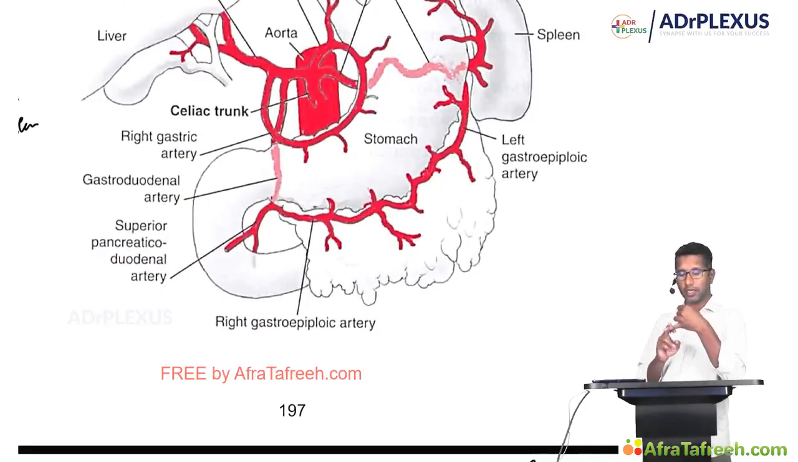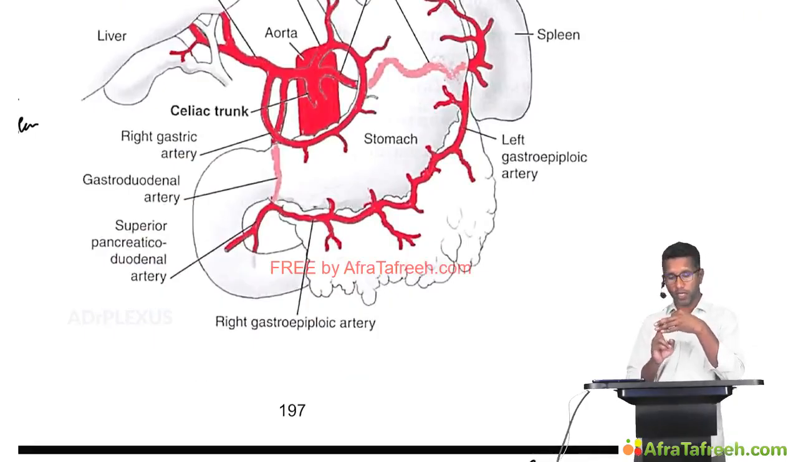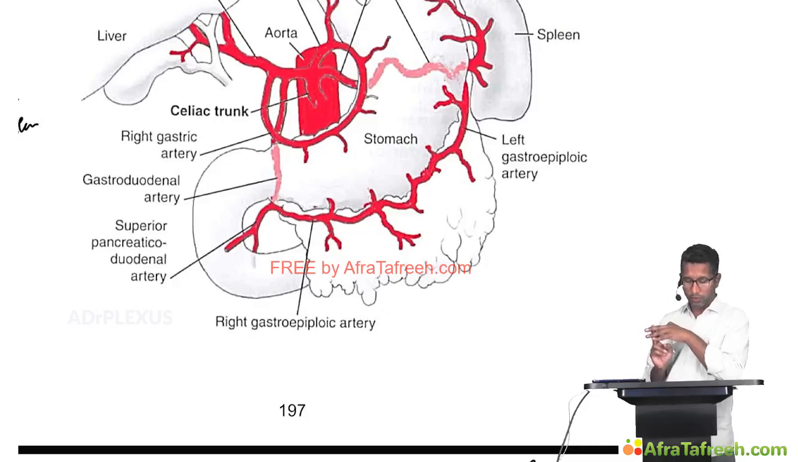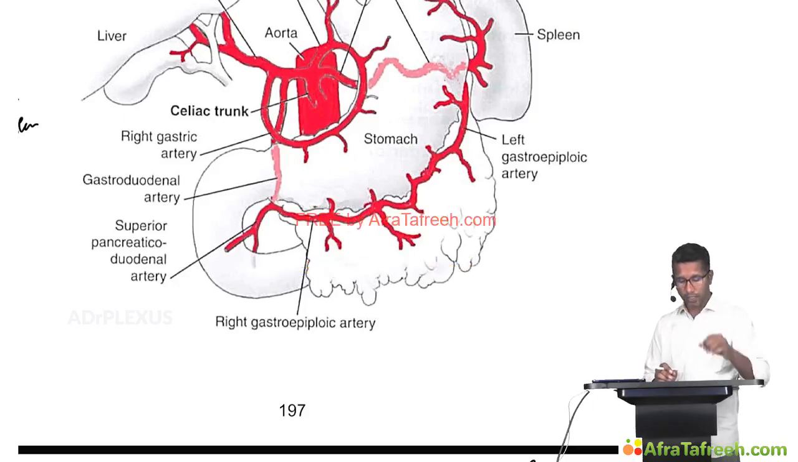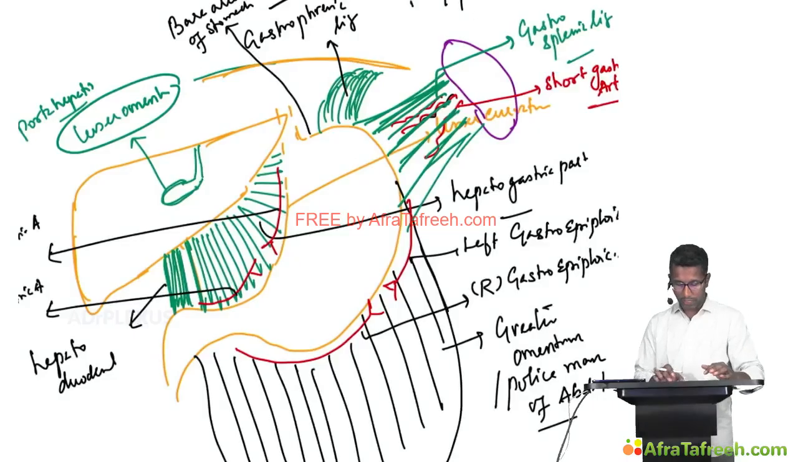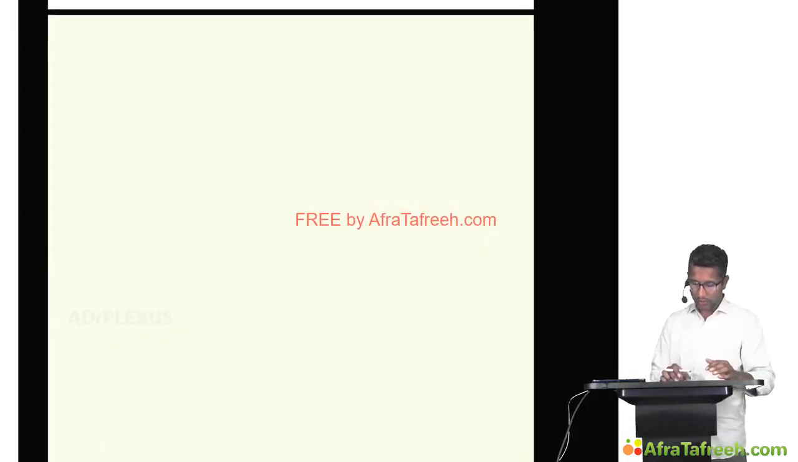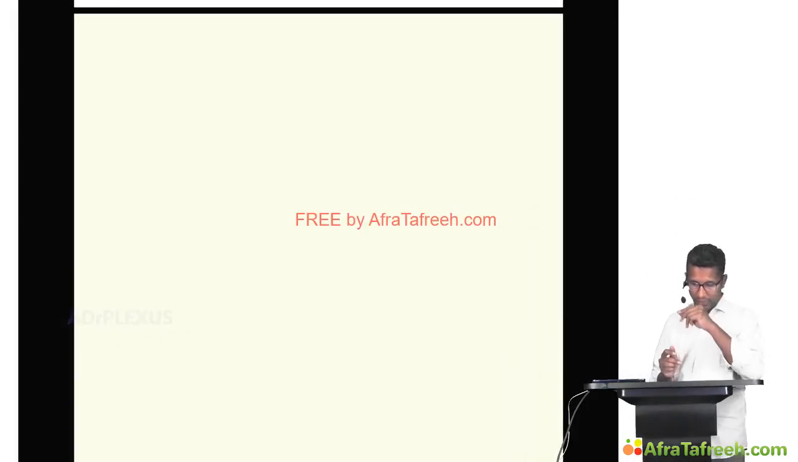Next three topics: arterial supply, lymphatic drainage, and nerve supply of the stomach are very, very important, guys. So let us see how the stomach gets its supply. For that we'll draw a simple diagram so that you can understand the blood supply of the stomach. If you see the stomach, we'll just draw the stomach here. So this is the stomach.